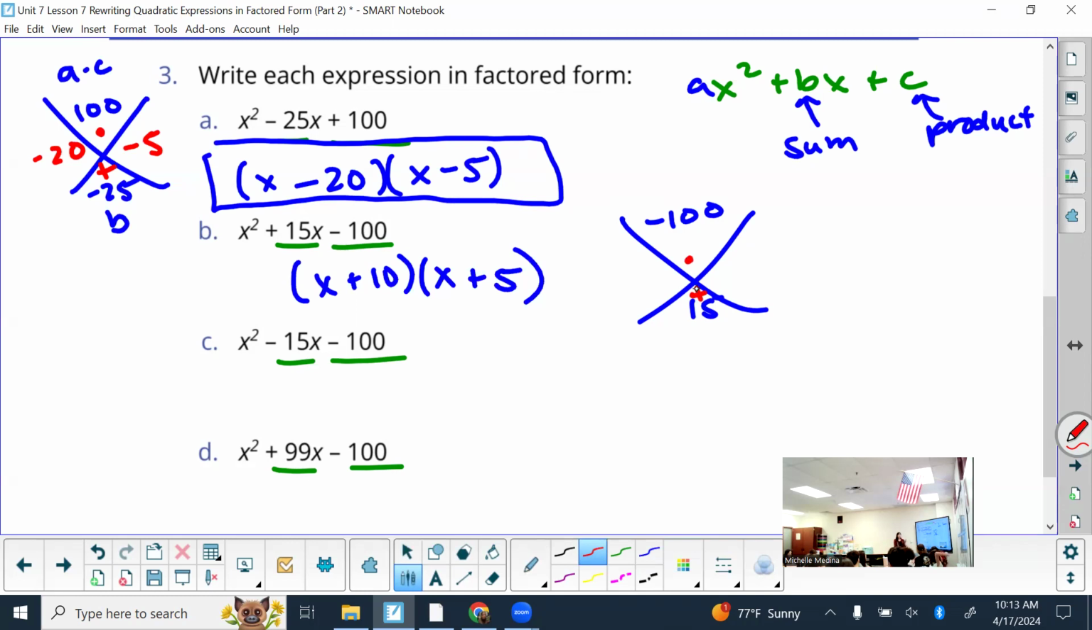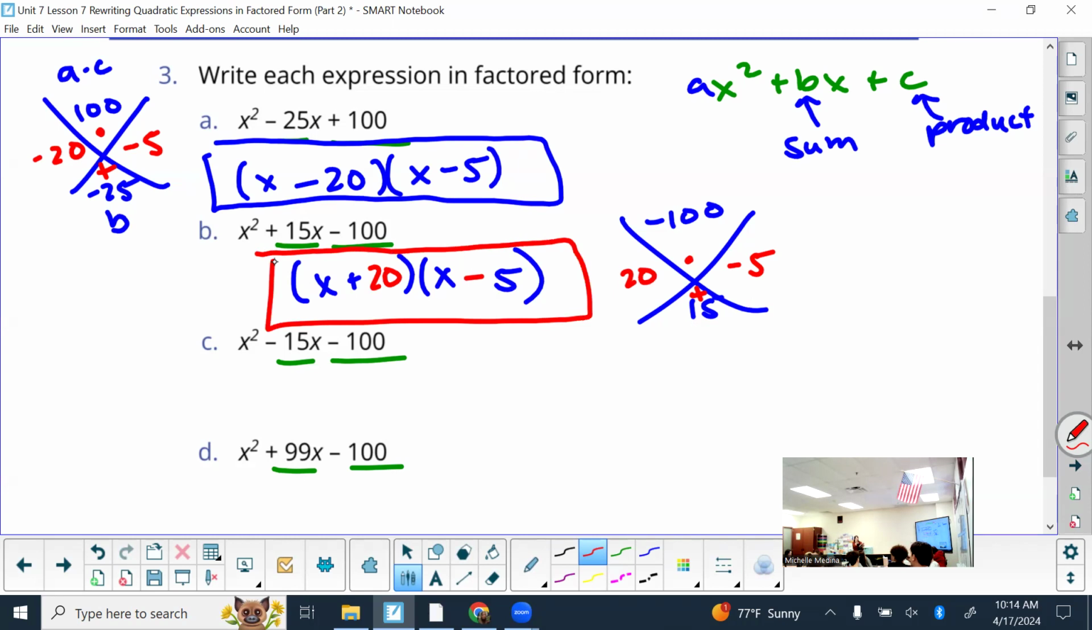Maybe look back at your tables when you did all that. Which one gives me a positive 15 when I add? Positive 20 times a negative 5 is that. It works for the entire diamond, not just half of it. So fix that. It should be plus 20 and minus 5. Written in factor form like this. Good. Any questions?